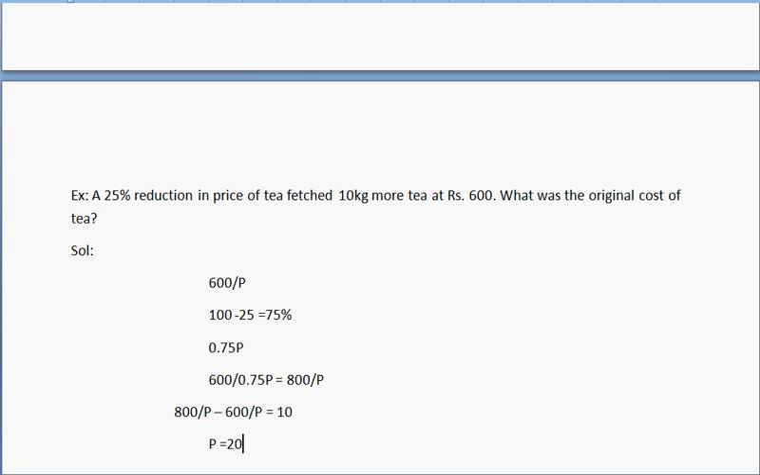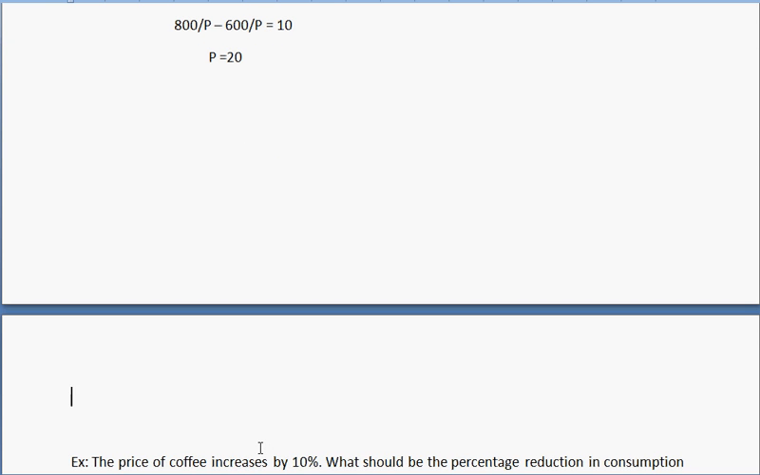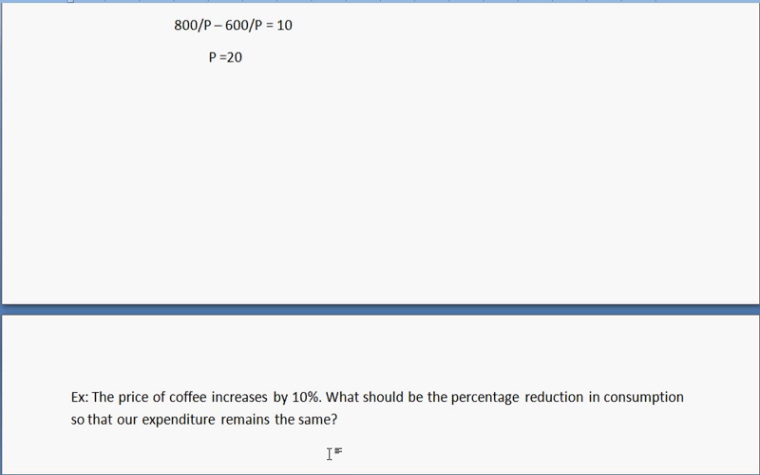So this was a slightly tricky question, but if you go step by step and understand that a 25% reduction means the new price is 75% of the old price, which means it is 0.75 P, the tea purchased would be 800 by P, right? And the difference is 10 kgs, and hence the price is 20. You would be able to solve it if you go in a proper step-by-step way as I have done. Now let's go to the next question, which is almost similar, but it's good to practice the questions. The more you practice, the better would be your solutions.